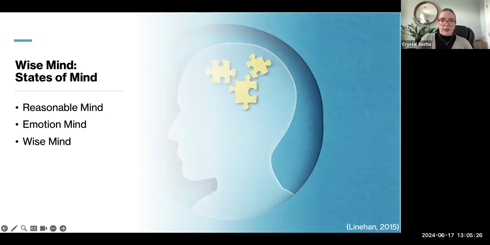Emotion mind, on the other hand, is very much mood dependent or emotion driven. We're ruled by moods, feelings, urges to do or say things. But without emotion, we lose connection to meaning. And Dusty, exactly, yes, it's a balance of the two.